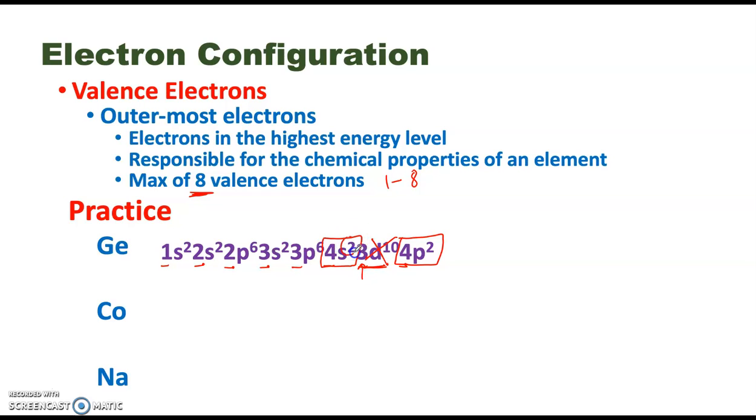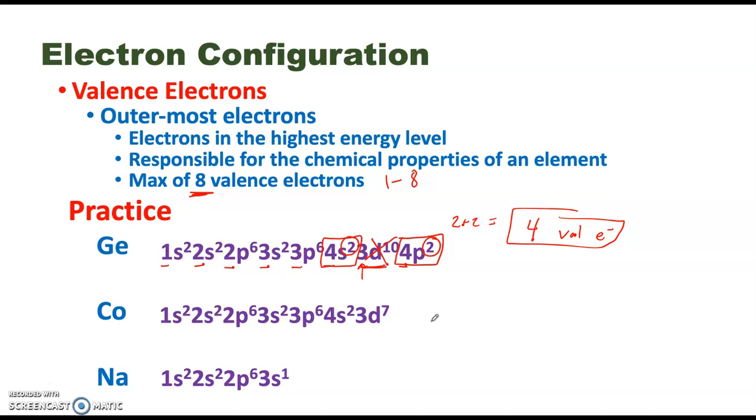Now I see I have 2 electrons in the 4s sublevel, and I have 2 electrons in the 4p sublevel. Both those are in the 4th energy level, the highest energy level. So I take 2 plus 2. This element has 4 valence electrons. And that's how you solve for valence electrons. So now do cobalt, sodium, get the electron configurations.